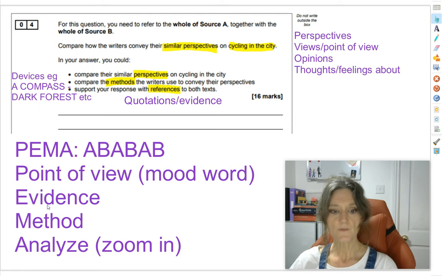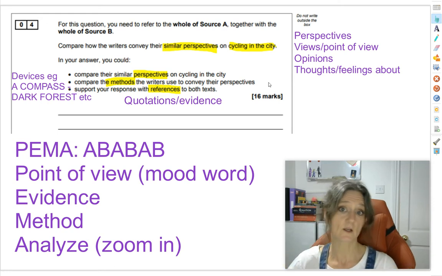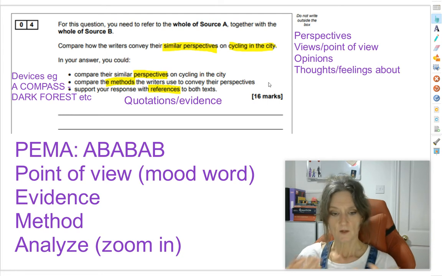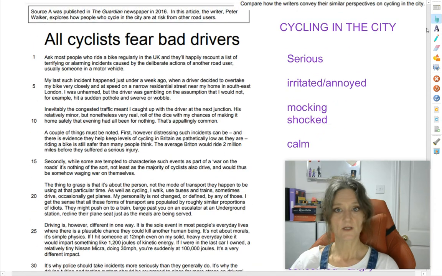Okay, so point of view, evidence, method, and then analyze or zoom in on the method that's been used or the words inside that phrase. Okay, so that's what you could do. Thinking about methods, it doesn't just have to be language either. It could be the way that their argument is structured. So it could be they both start off in a certain way, and that could be the structure of the piece. It could be that they both repeat similar ideas. But language is the one that we think of first when we think about methods. Okay, so hopefully you can kind of see what I've done here.